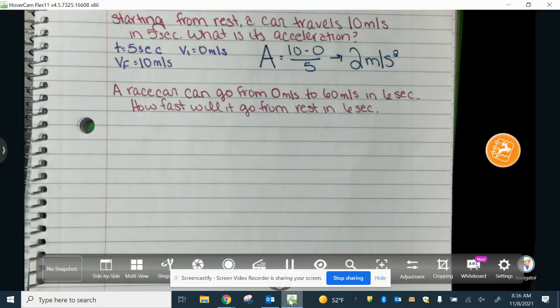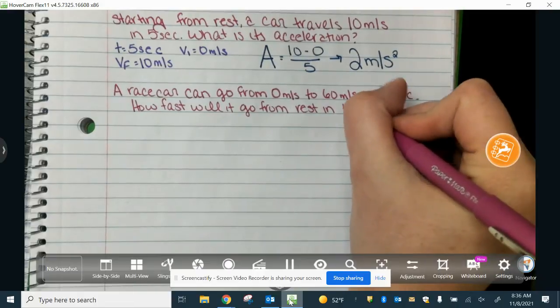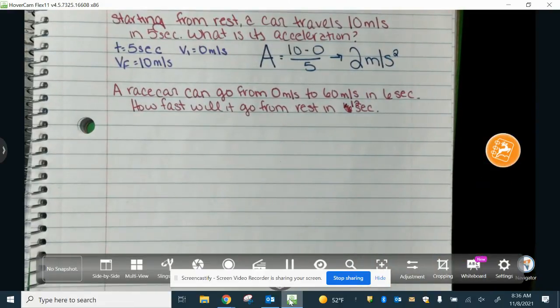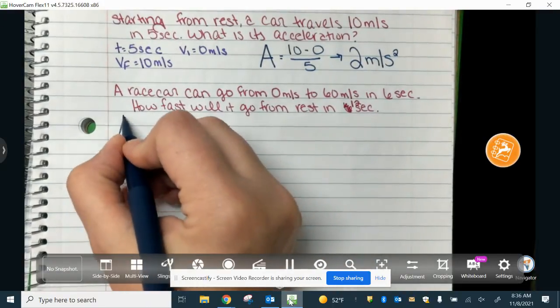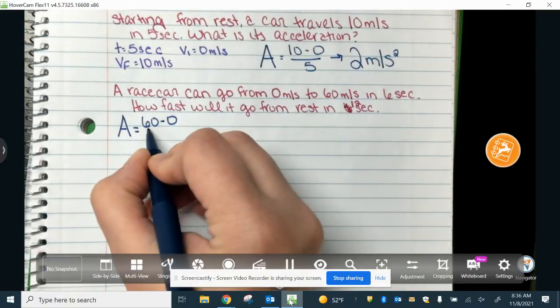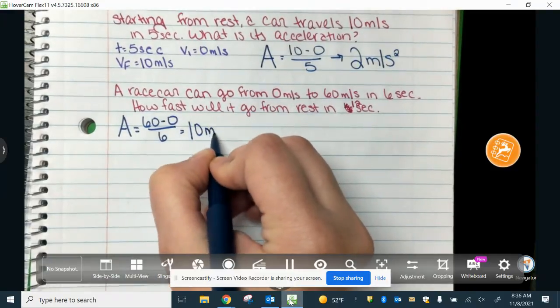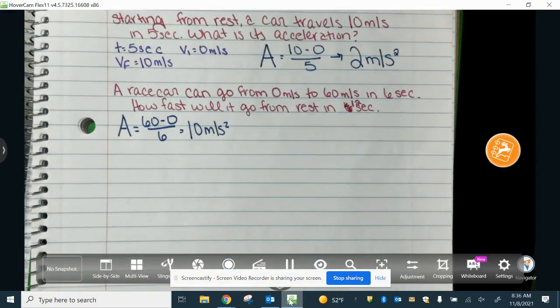A race car can go from 0 meters per second to 60 meters per second in 6 seconds. How fast will it go from oops, it's not supposed to be 6, I'm sorry, it's supposed to be 12. How fast will it go from rest in 12 seconds? So the first thing, because this is actually a two-step, is we need to find the acceleration of the car. So we're going to go, acceleration is 60 over 0, divided by 6, which gives you 10 meters per second squared.